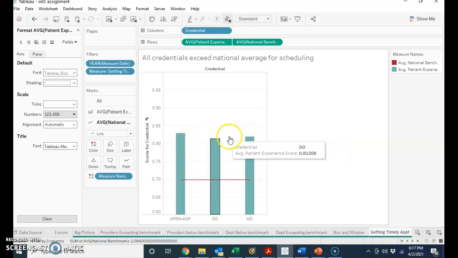And there's not a huge difference here, but it looks like doctors of osteopathy are in the greatest demand here. So they had the lowest score, so they might be able to fill some more appointments by hiring an osteopathic physician to try to fill in some extra vacancies and increase their revenue.